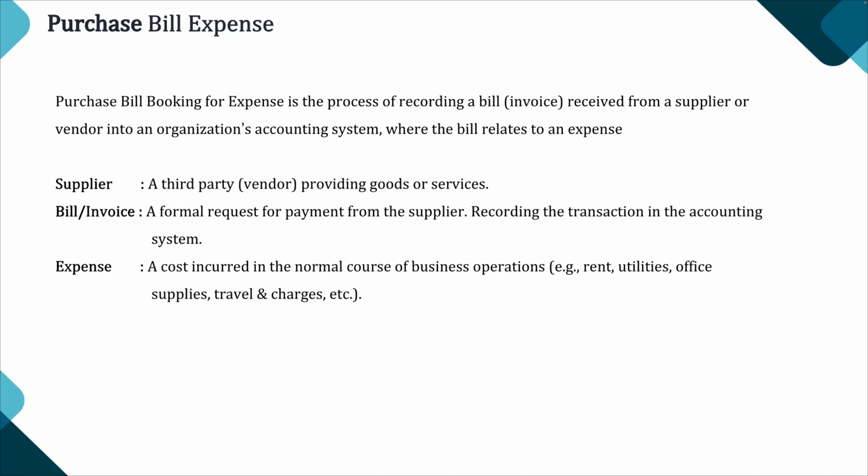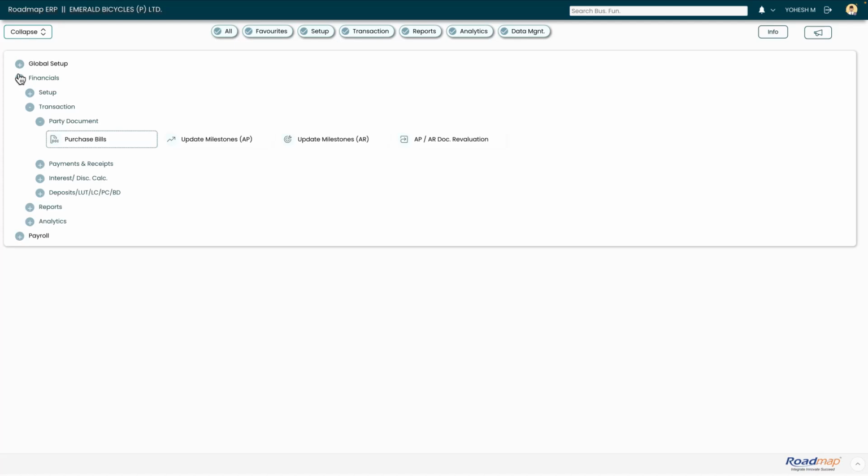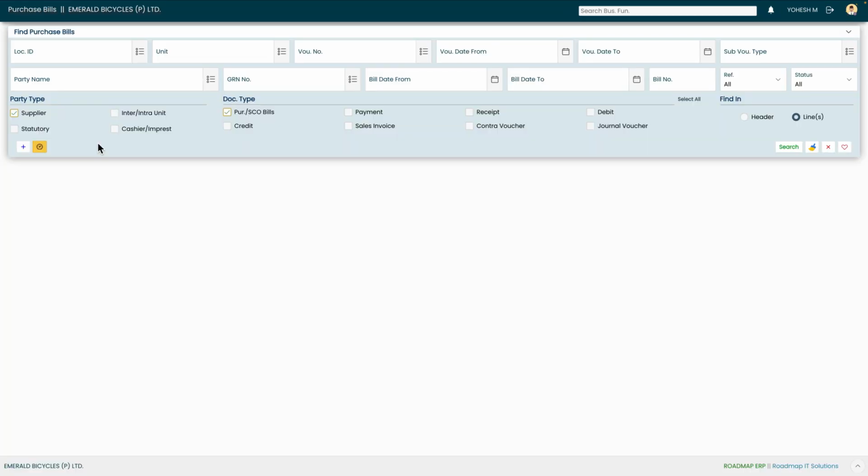Let's see how to create expense bills. Log in with the username and password of the creator to create purchase bills. Click on the Login button. Click on Financials, click on Transactions, click on Party Document. Navigate to the Purchase Bill screen. To create a purchase bill for expense, click on the Add button.